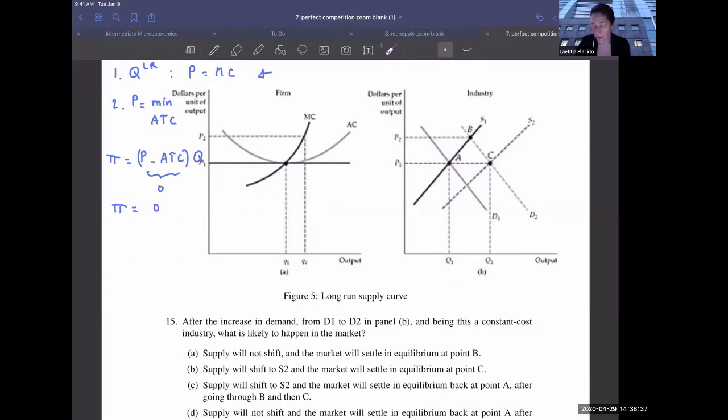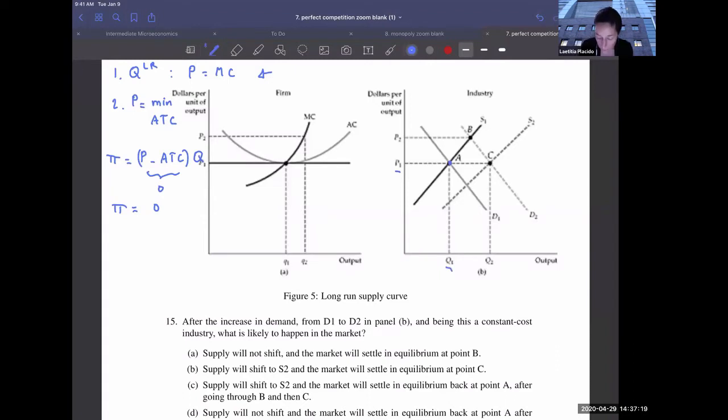So we have a positive shock in demand. So for some reason, I don't know, maybe people get richer and they want to buy more of the good. So the demand curve is going to shift to the right, okay? So this being a constant cost industry, what is likely to happen in the market? Okay, so I'm going to describe the dynamic in the market here. So initially, we are in equilibrium at point A here. Okay, so the price is P1. The total market quantity is Q1.